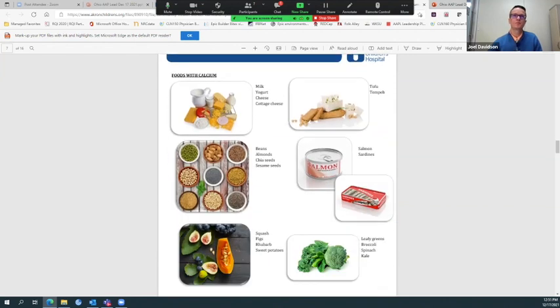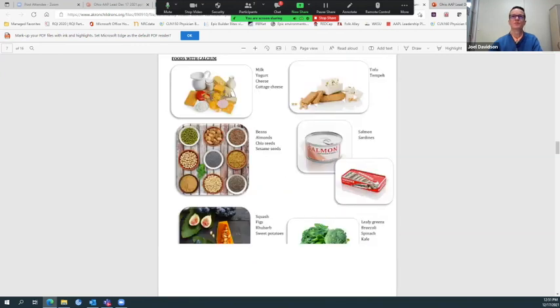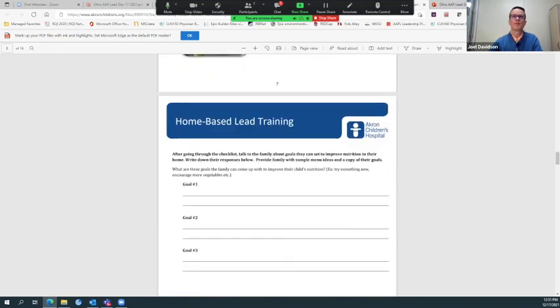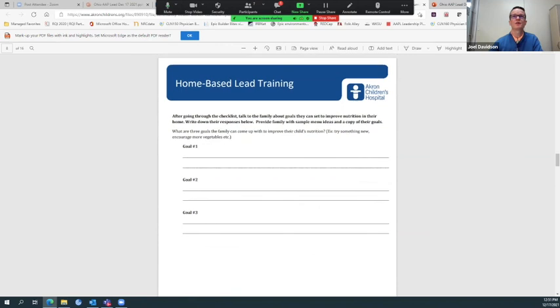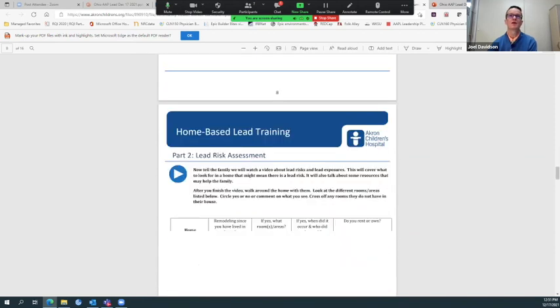Foods that are high in calcium, milk is the most obvious, but there actually are others. Some of those squashes this time of year, sweet potatoes, sardines or canned salmon if kids will eat it. But again, we tried to give enough opportunity to say, hey, there might be something on this list that your kid doesn't like, but let's find the ones that they do. And then the next part is really related to nutritional goals, so trying to set reasonable goals. We have some things there.